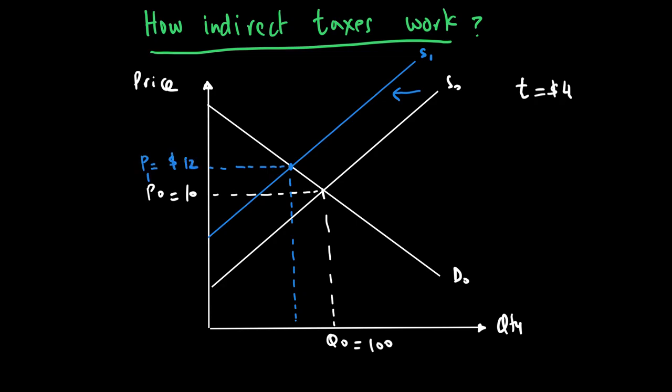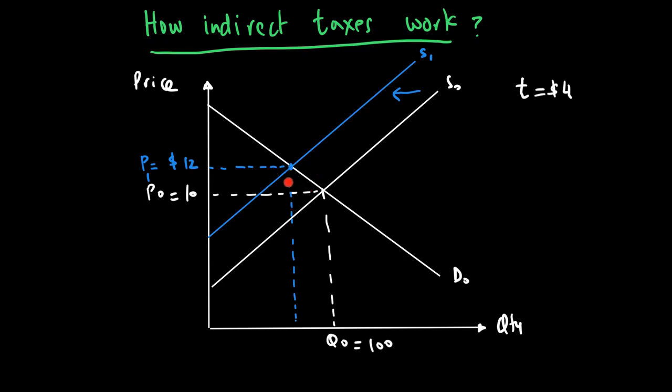And there's a reason why I'm saying the price will be $12. One may argue that when you put a tax of $4 on a good where the price was 10, the new price should be 14. But we are saying the new price is not 14. The new price is below 14. The new price is actually 12. So why is that so? Look at this, guys.